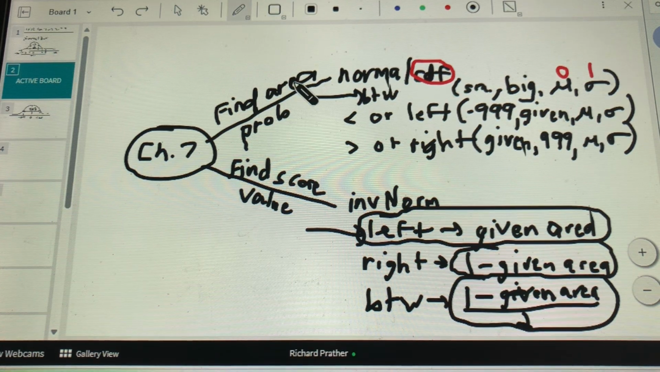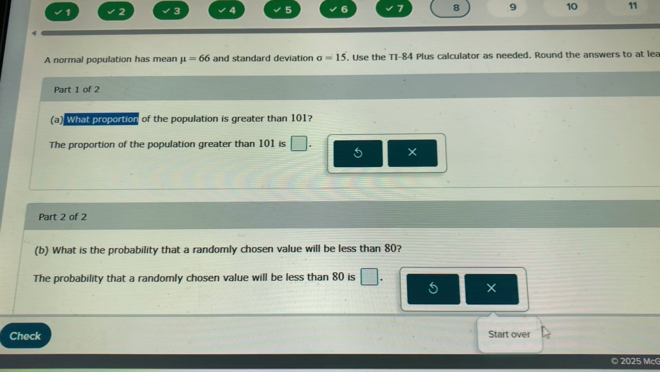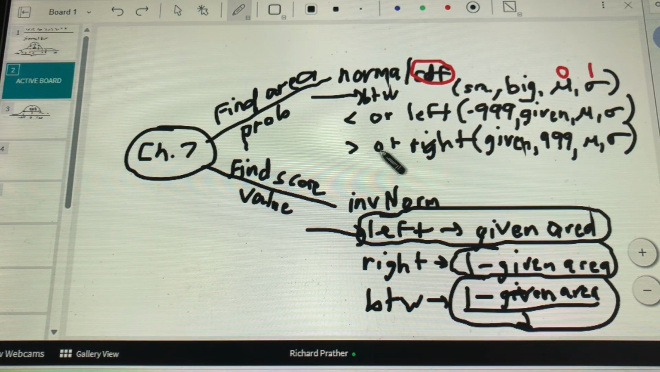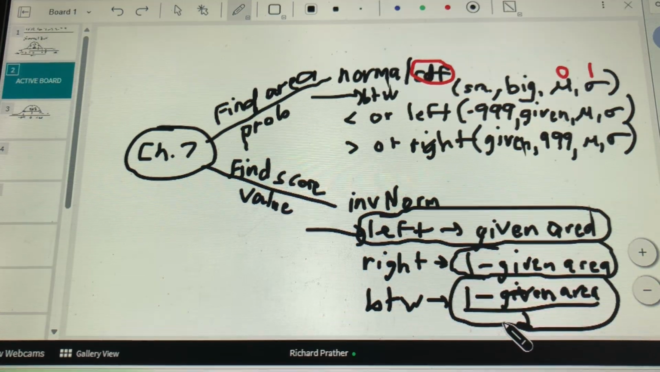So find area or probability or proportion, all that's synonymous. So we're back to doing a normal CDF here. The big difference is we're not going to put 0 and 1 at the end. That's really the only difference. And they want me to do greater than 101. Greater than 101 is greater than, or to the right. Then you put the given 101 first, 999, and then instead of 0 and 1, you put what they say they are. So this is that third case of a normal CDF right here.